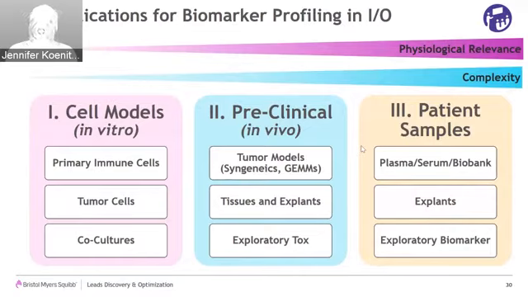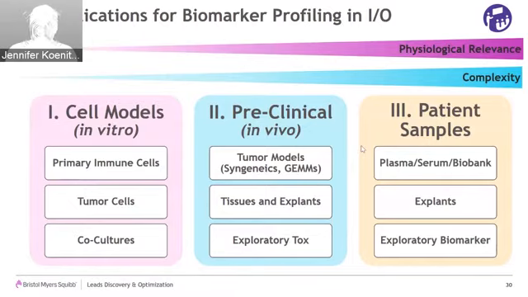The case studies basically encompass 3 different flavors of experiments that we support. First are in vitro cell models, such as profiling the signatures of primary immune cells or tumor cells, as well as co-cultures. We use these experiments typically very early in a project during the target validation phase.